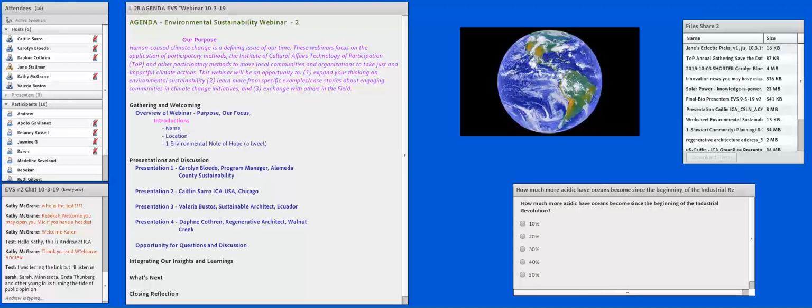Good afternoon, all. I'm Valeria. Sorry, I can't understand correctly. Can you repeat again, please? Okay, my name is Valeria Bustos. I'm living in Cuenca, Ecuador, and one environmental note of hope: definitely, I think that it's possible to do many things to care for the environment, and it's time to start.